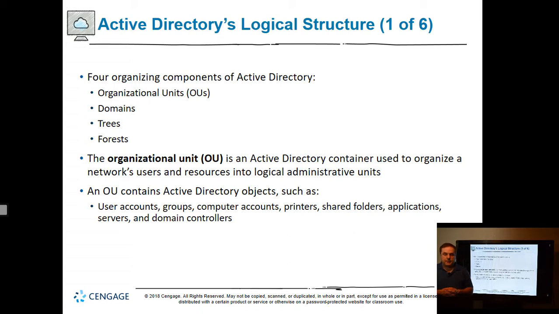There are four organizing components of Active Directory. You've got organizational units, domains, trees, and forests. So let's start with the OU. It is a container used to organize the network users' resources, and it puts those into logical administrative units. So you can have lots of different things in an OU. Of course, you can have groups, computers, users, any type of object that you can create in Active Directory you can put into an OU.